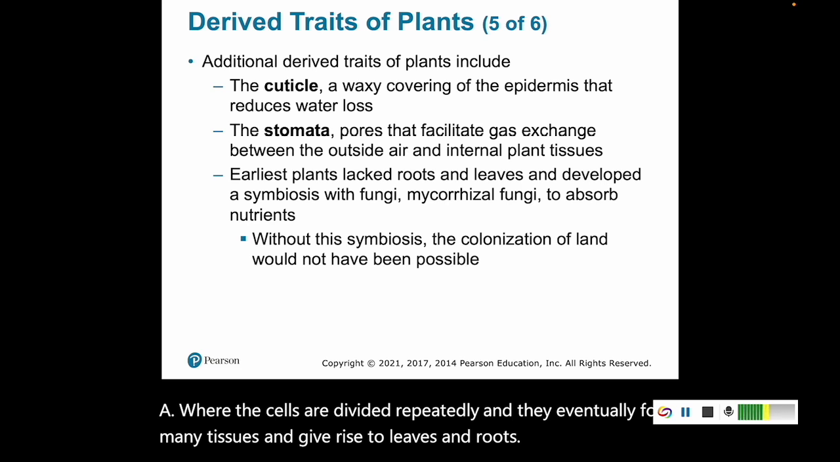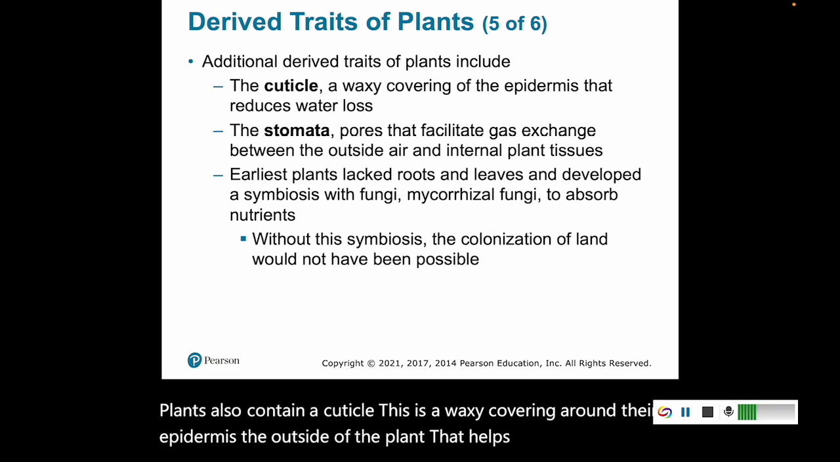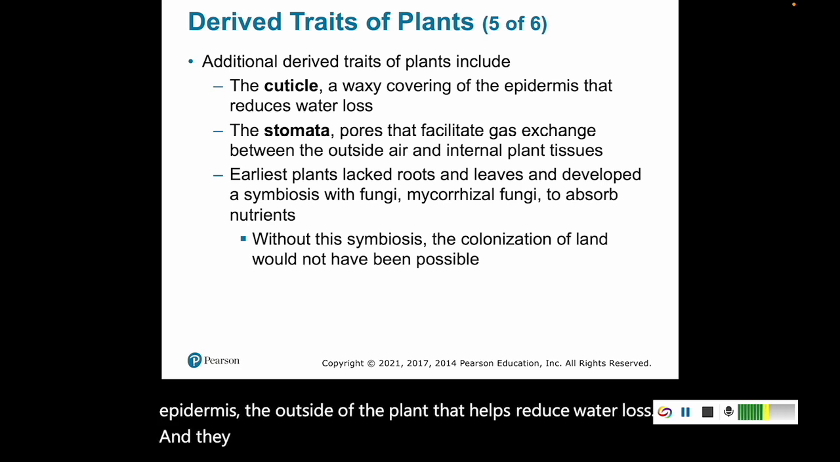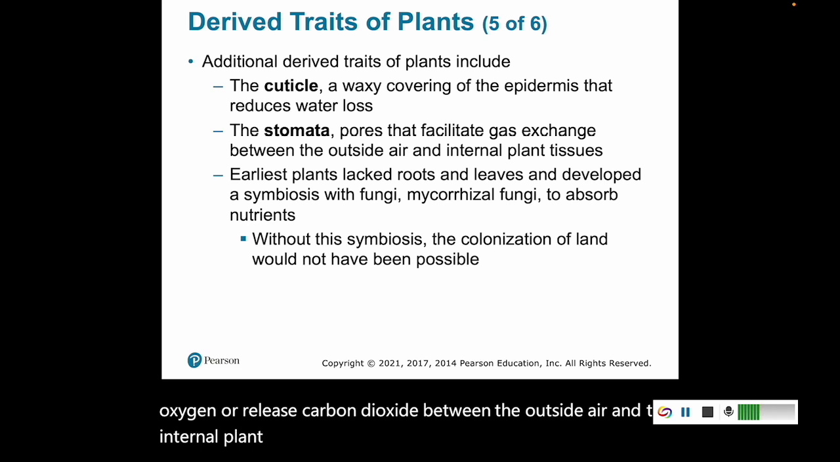Plants also contain a cuticle. This is a waxy covering around their epidermis, the outside of the plant, that helps reduce water loss. And they also have stomata, which are pores that help bring in carbon dioxide or release oxygen between the outside air and the internal plant tissues so that the plant has access to carbon dioxide to go through photosynthesis.